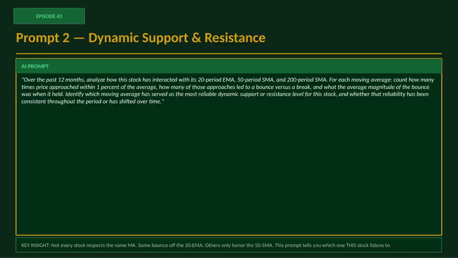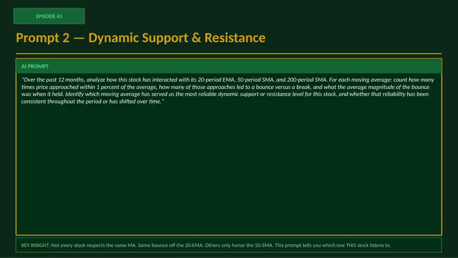Prompt 2 tests how well the moving averages have actually acted as support and resistance during this trend. Not every stock respects the same moving averages. Some stocks bounce consistently off the 20-day EMA. Others ignore the 20 entirely, but honor the 50-day SMA with near precision. You need to know which averages this specific stock responds to.